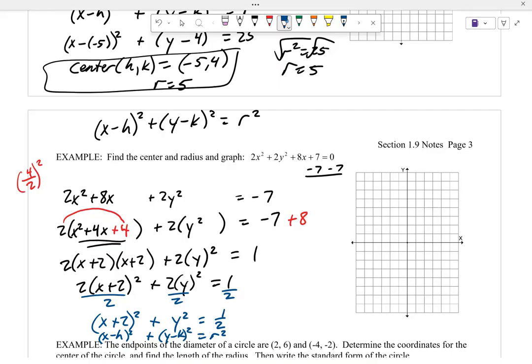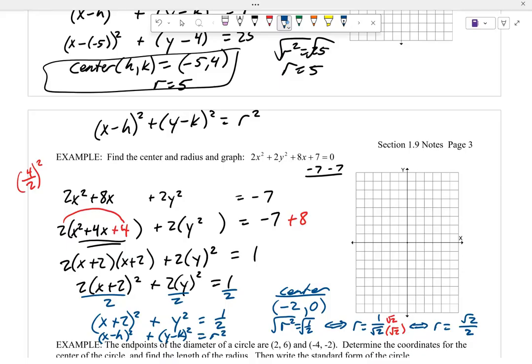So my h must be -2. Here's my center. H is -2. My k would be 0. Y minus 0 squared is the same as y squared. And my r, if r squared equals 1/2, then my radius would be square root of 1 over square root of 2. Now I need to rationalize that. So my radius is square root of 2 over 2 if I rationalize that, right?